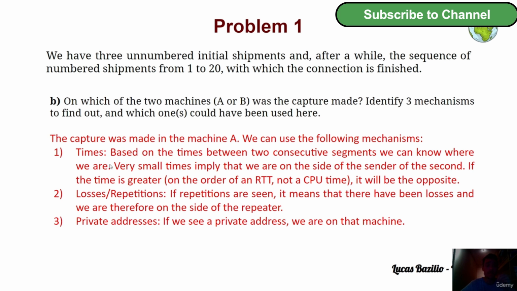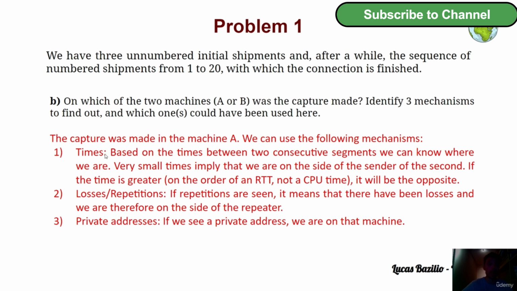The first mechanism is by analyzing the times of each sequence number, and basically the time that it takes for each of the segments to arrive. So essentially, based on the times between 2 consecutive segments, we can know where we are. Very small times imply that we are on the side of the sender of the second, and if the time is greater, on the order of a round-trip time, then it will be the opposite. We are going to see that this is a viable and feasible mechanism that we can apply on this problem.